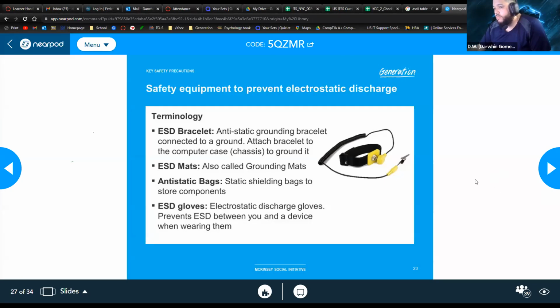Okay. And then ESD gloves. These are gloves that you put over your hands, and they prevent the ESD between you and the device while you're wearing them.